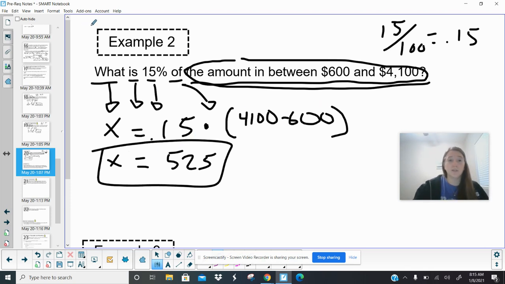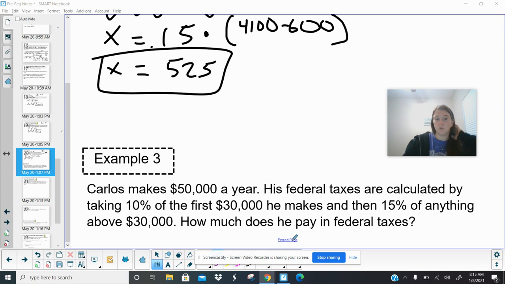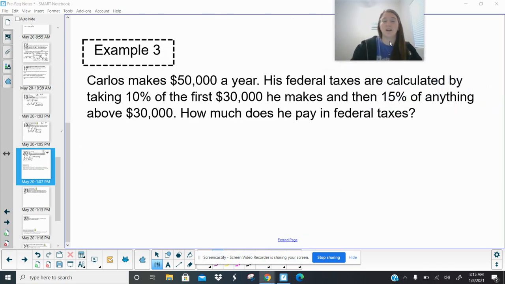So again, this relates back to the fact that we are focusing on what it is of. It did not say of 600. So that means we had to do something to find that of, what it is of first, before we can get our answer. Let's go ahead and try this one. This one is going to be a bit more confusing.